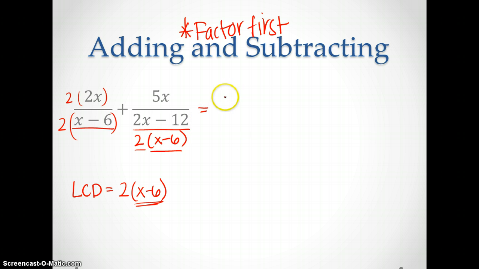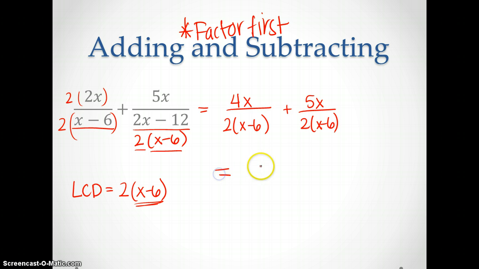So if we multiply this out, we have 4x, because 2 times 2x is 4x, and 2 parentheses x minus 6, plus 5x over 2 parentheses x minus 6, because we didn't need to change anything. We already had the least common denominator there. 5x and 4x together give me 9x, and 2 parentheses x minus 6 left. Keep the denominator. Combine your like terms in the numerator. Keep your denominator.